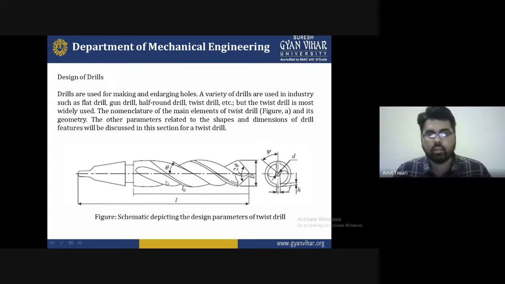Generally, the tool which we are using for drilling is used for drilling and for making and enlarging holes, but we know that the twist drill has a unique feature: it is very efficient at making deep holes. So this type of tool is very important to consider, and its design is unique because of the geometrical parameters, which are useful for cutting the material easily and shaping it.